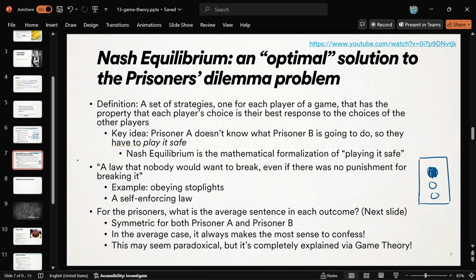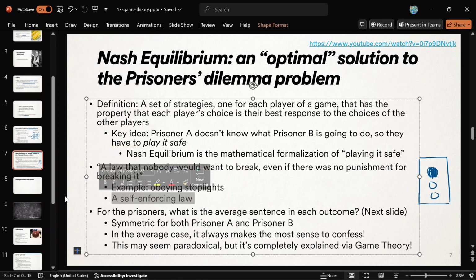Yeah, because we want to live, right? We all have agreed as a society that we're going to stop at red lights because we value our lives. So that's what a Nash equilibrium is kind of about. We want to play it safe, right? And there's a way to mathematically specify that. It's like a self-enforcing law, essentially.